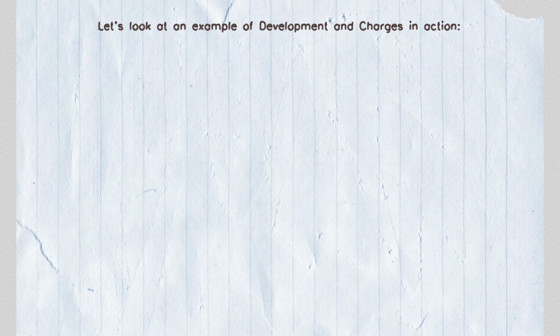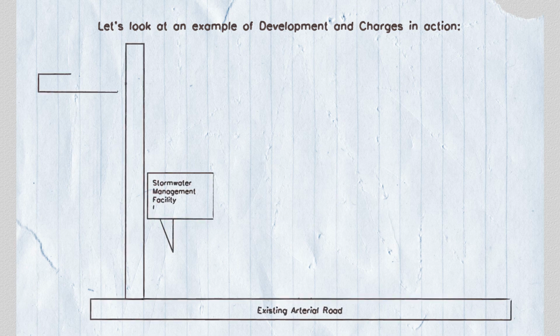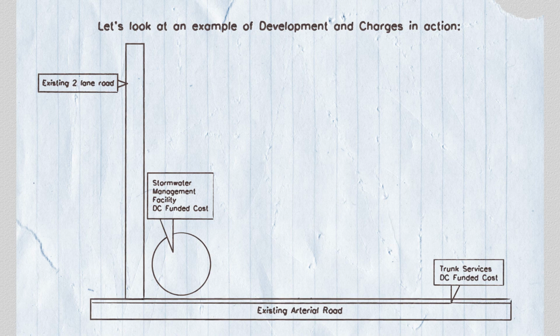classifications. Let's look at a hypothetical example of a subdivision development and development charges in action. We will get to know how development charges are calculated in a moment. In order for this area to undergo development, it will need a stormwater management facility, major water mains, sanitary sewers and sewer pipes, also known as trunks.